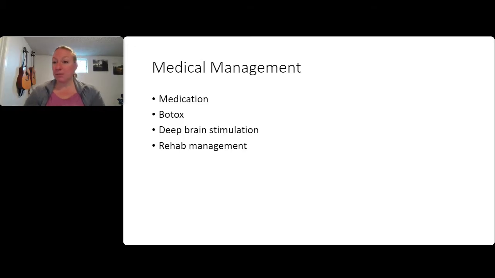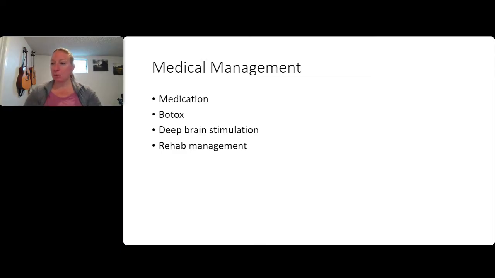So when we look at medical management, like what that movement disorder specialist may do, we're going to have a wide breadth of some treatments that can be helpful, but we don't really have a cure. So here we're just managing symptoms, and that could be medication. That would include L-DOPA therapy.